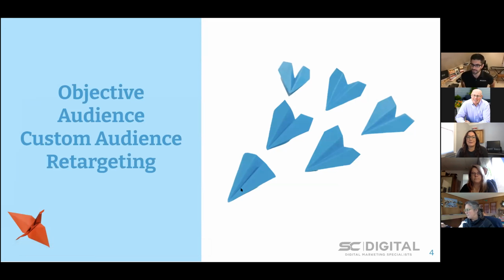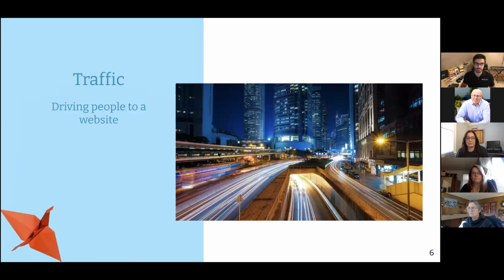All right, so terms that you should know. First, we're going to talk about objective. Having an objective is really about, well, this first slide here, I'm going to go back to traffic. Traffic is basically bringing people to your website, wherever they're coming from, you're sending people to a website. And that can be from ads, it can be from really anything.